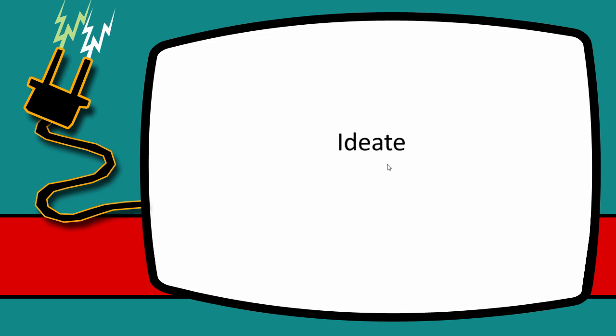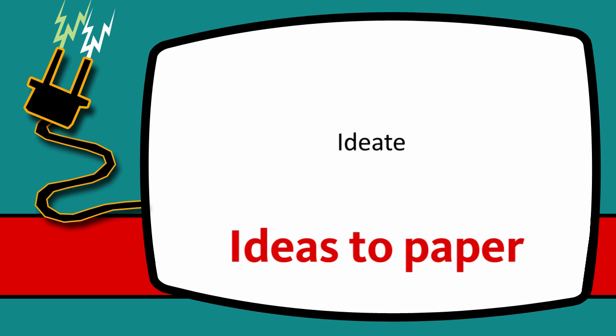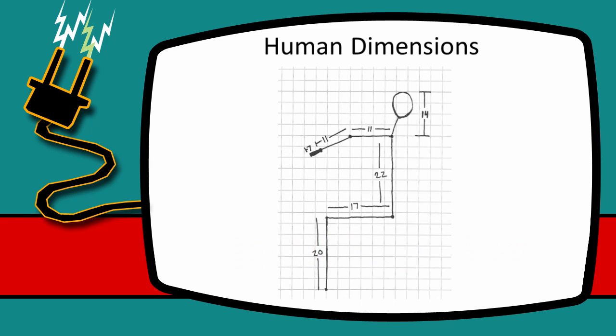The next step in the design process is to ideate. And what this means is that we're going to put down all those different ideas that we had on paper. The first thing I did was actually look at people themselves. And what you're looking at here are the dimensions that I took actually off of my own body. Now, I'm an American male and approximately 5'11".